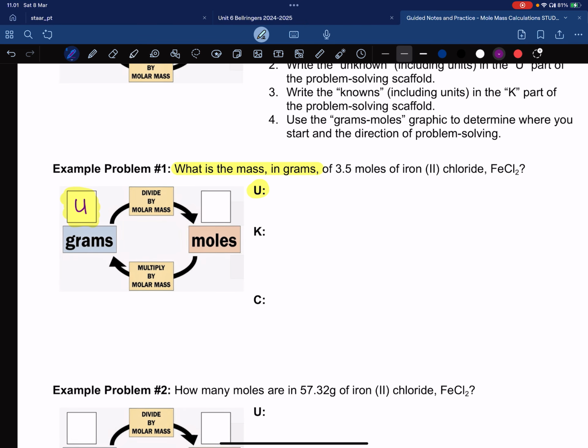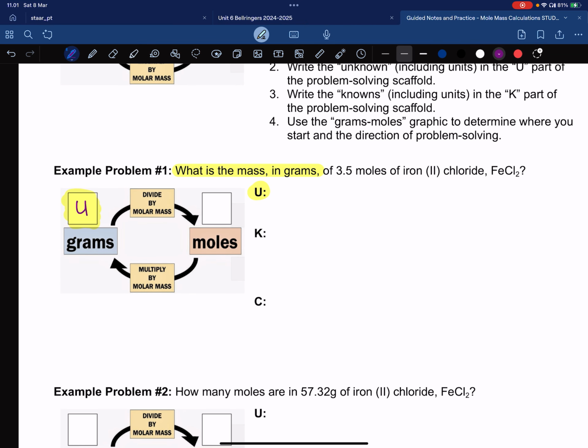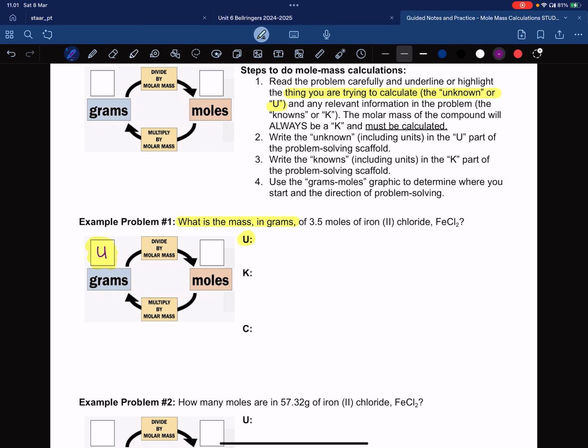Now remember, you should be pausing the video and doing this alongside me. The next thing you do is mark any relevant information in the problem, the knowns. The relevant information is the fact that there are 3.5 moles of iron chloride. So that is the known. Then you have to remember that the molar mass of the compound is always going to be a known and must be calculated.